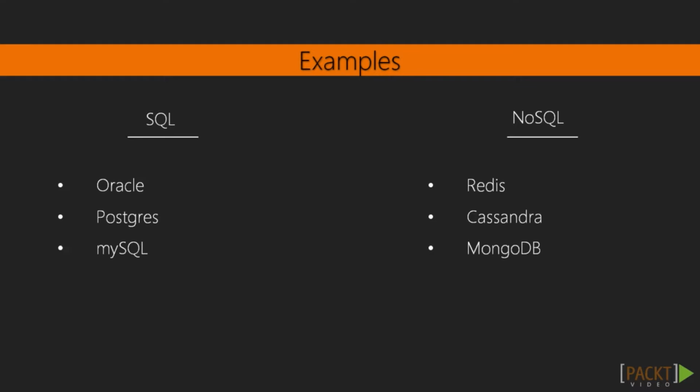Some examples of SQL you're probably familiar with: Oracle, Postgres, MySQL. On the NoSQL side, you have a wide range, and just a couple is Redis, which we're going to talk about, but you also have things like Cassandra and MongoDB. These are document or wide column databases.